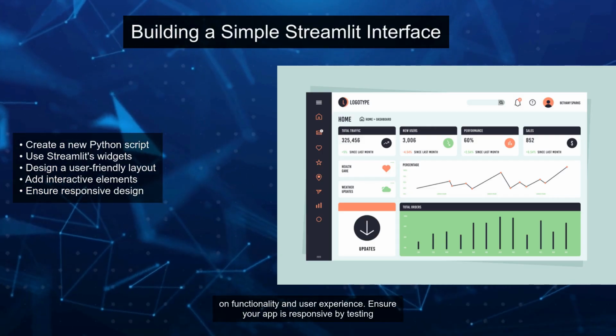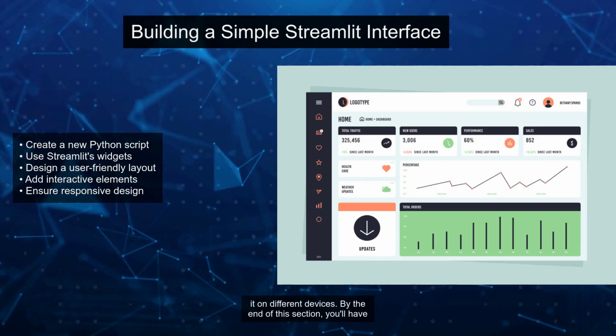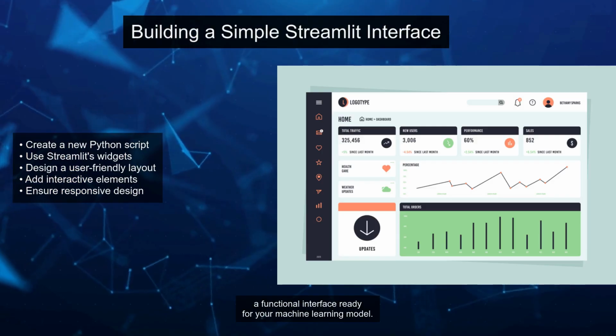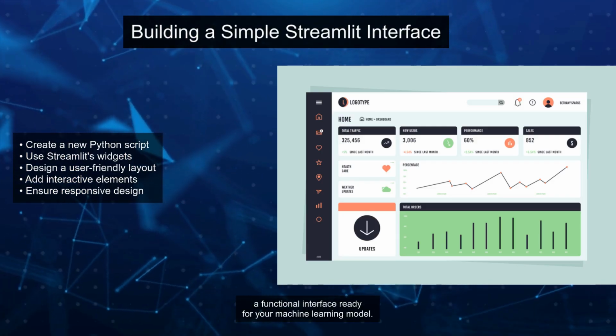Streamlit's intuitive design allows you to focus on functionality and user experience. Ensure your app is responsive by testing it on different devices. By the end of this section, you'll have a functional interface ready for your machine learning model.